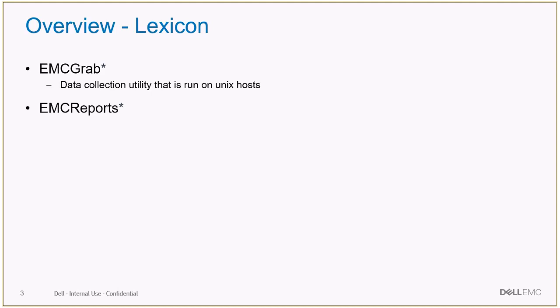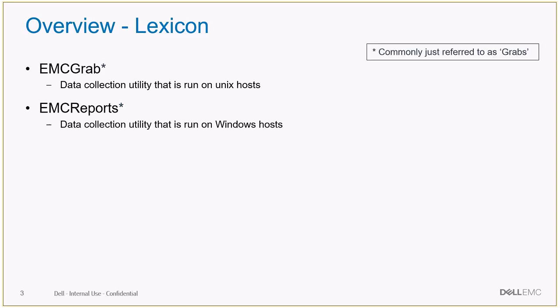So just before we get started, a quick overview of some of the terms that will be used today. EMC Grab. EMC Grab is a data collection utility that runs on Unix hosts. EMC Reports. EMC Reports is a data collection utility that runs on Windows hosts. These two tools are commonly referred to as grabs collectively.